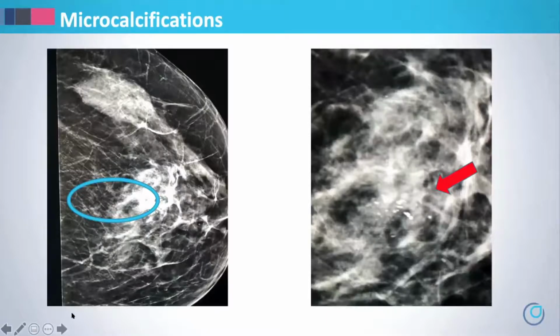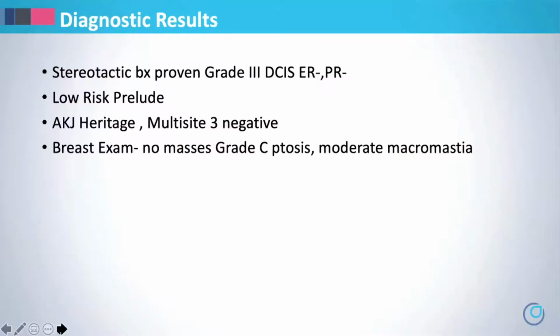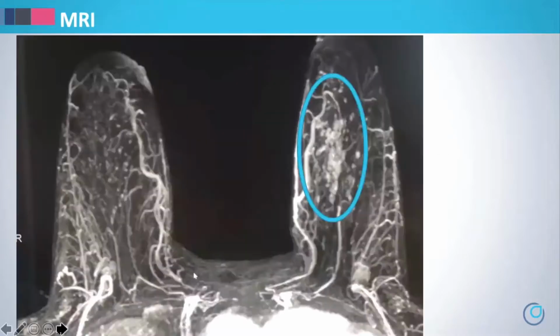I do get MRIs on these patients. You can see she has very dense fibroglandular tissue. Stereotactic biopsy proved this to be a grade 3 DCIS, ER/PR negative. She was very hesitant to have radiation. We did do a Prelude DX on her, and it was low risk. Her MultiSite 3 came back negative. And as I said, she had grade C ptosis with moderate macromastia.